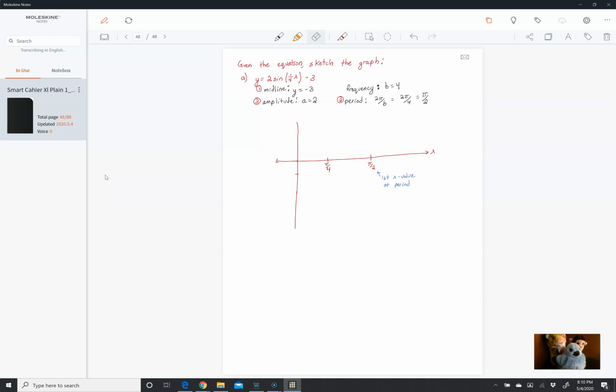So we're going to do 1, 2, 3. This is our midline. Okay, so we could put that in first. So this is exactly halfway. I'm going to take that out. We took pi over 2 and we divided by 2.